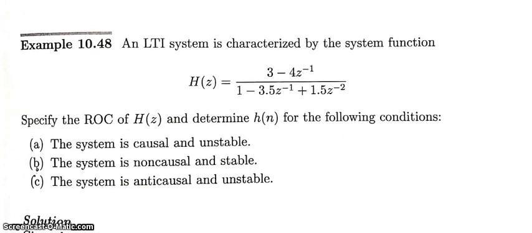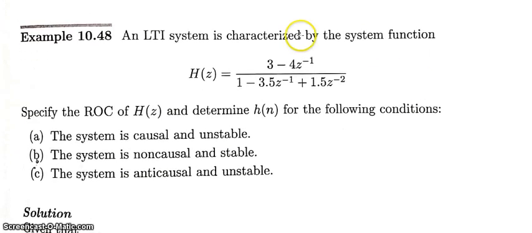Next question. An LTI system is characterized by the system function H of z equal to 3 minus 4z inverse divided by 1 minus 3.5 z inverse plus 1.5 z raised to minus 2. Specify the ROC of H of z and determine h of n for the following conditions: the system is causal and unstable, non-causal and stable, anti-causal and stable.